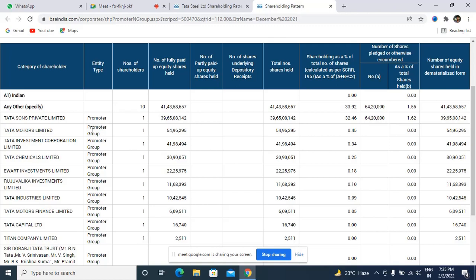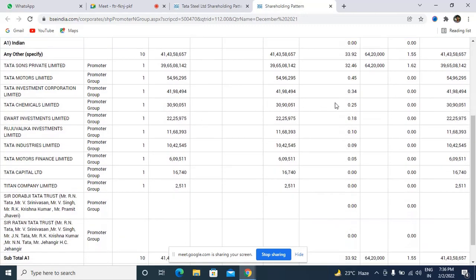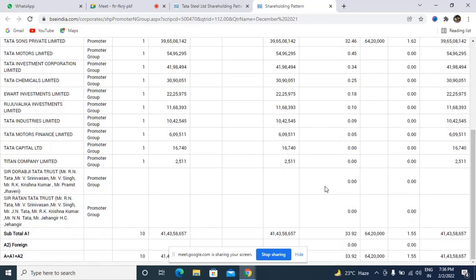No, sir. A main promoter is the promoter, and promoter group means small promoters who have taken stake for promoting this business. So in the promoter group, you can see Tata Motors Limited holds 0.45% shares. Then Tata Investment Corporation Limited holds 0.34%, and just like that Tata Chemicals holds this much, like that Tata Capital, Tata Motor Finance, Tata Industries Limited, these companies hold this much of shares. So the subtotal you can see is 33.92.